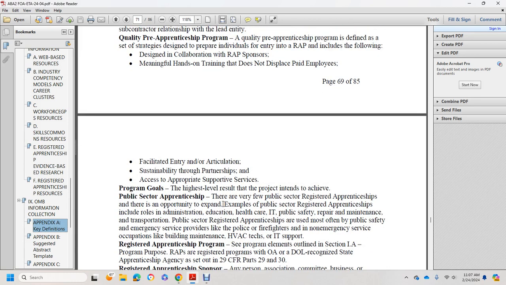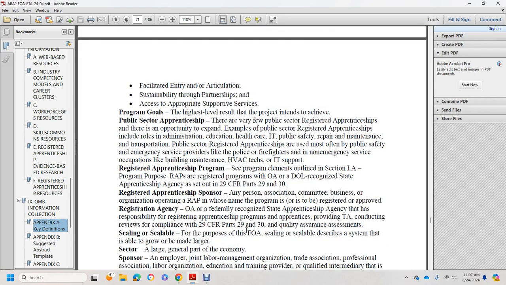Program goals: the highest-level result the project intends to achieve. Public sector and state sector apprenticeship. They vary, with few public registered apprenticeships, so there is an opportunity to expand. Samples of public sector registered apprenticeships include roles in education, healthcare, IT, public safety, repair and maintenance, and transportation. Public sector registered apprenticeships are used most often by public safety and emergency services, such as police and firefighters, and non-emergency services, with occupations like building maintenance, HVAC, tax, and IT support registered apprenticeship programs.